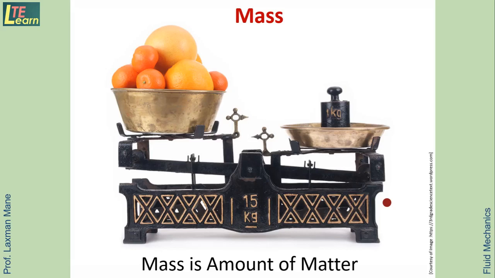As we know, mass is the amount of matter. Here we see in this image, these are the fruits which are placed on this mass balance. So here its mass is 1 kg, 1 kilogram. So it indicates that mass is the amount of matter.